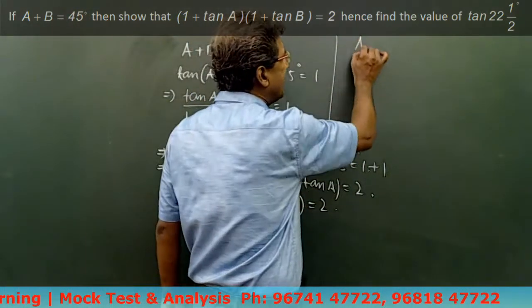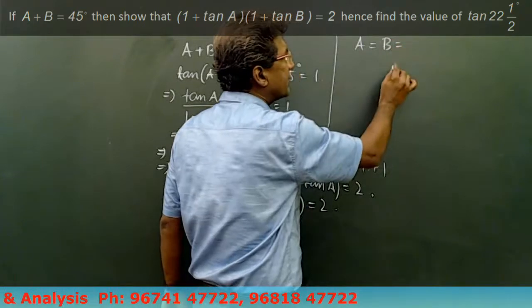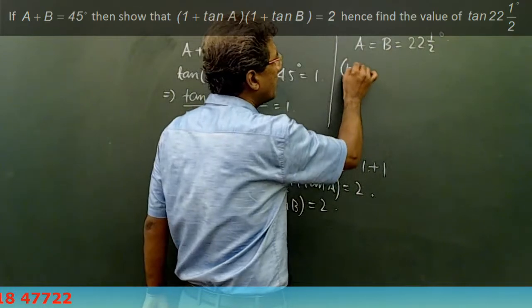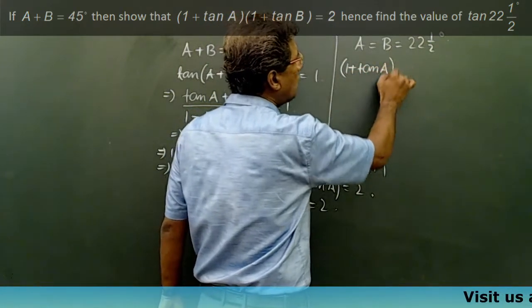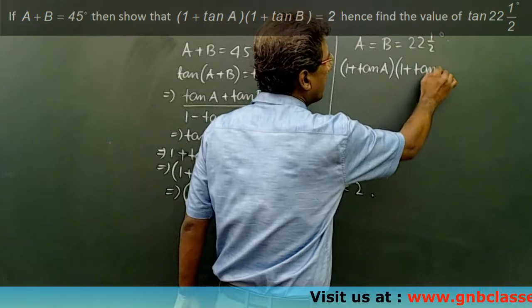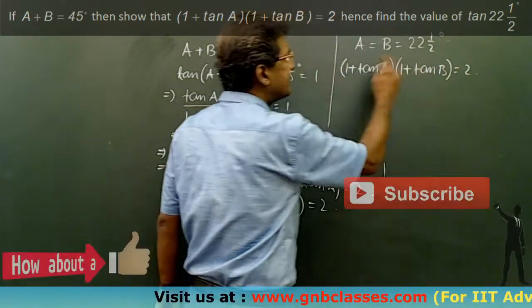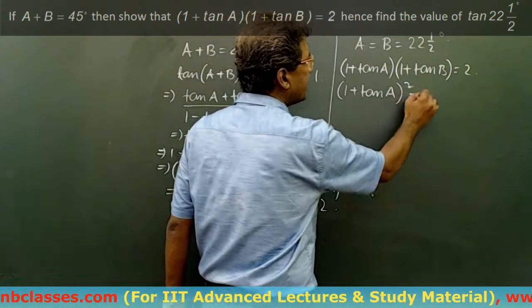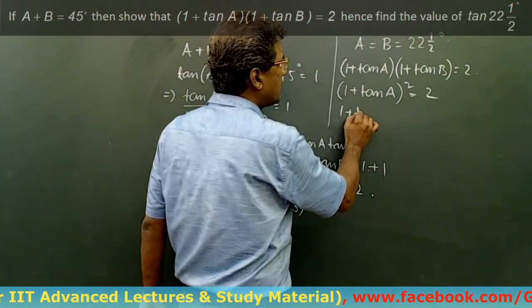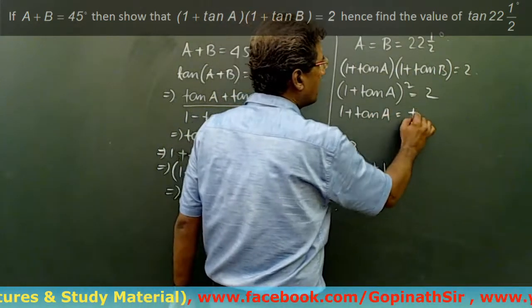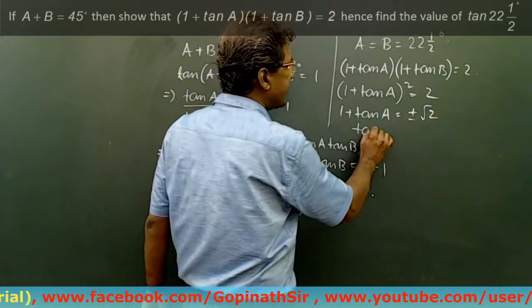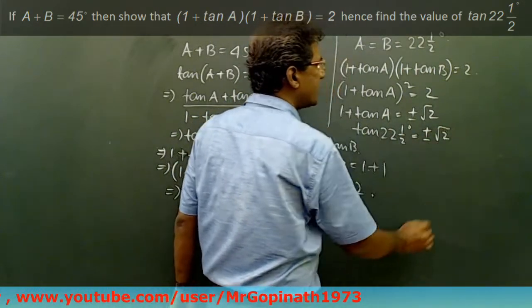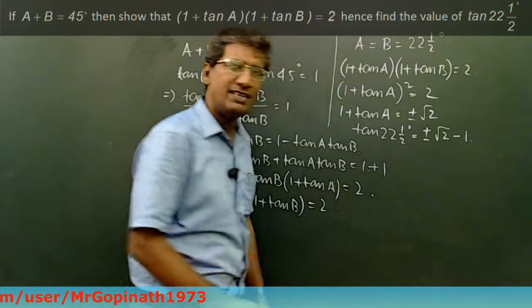So for the time being, let us take A equal to B. Then it becomes nothing but 22.5 degrees. And we have proved that (1 plus tan A) into (1 plus tan B) equals 2. Now since A and B are equal, we can say (1 plus tan A) whole squared is 2. Therefore 1 plus tan A will give you plus minus root 2, and tan A, which is nothing but tan 22.5 degrees, will give you plus minus root 2 minus 1. Is it clear?